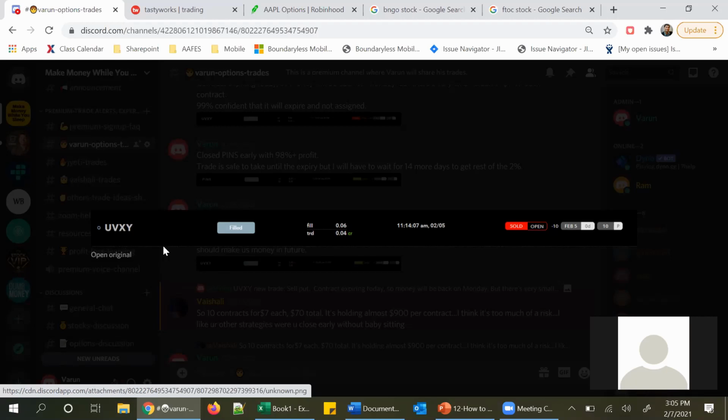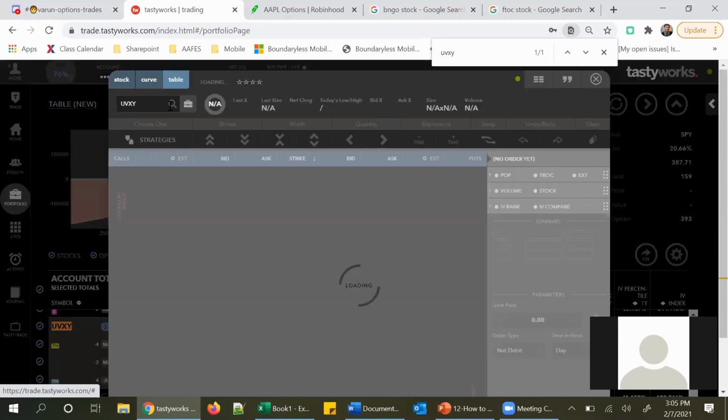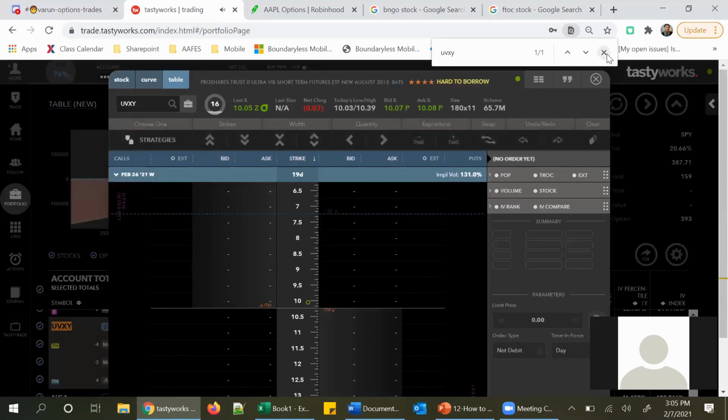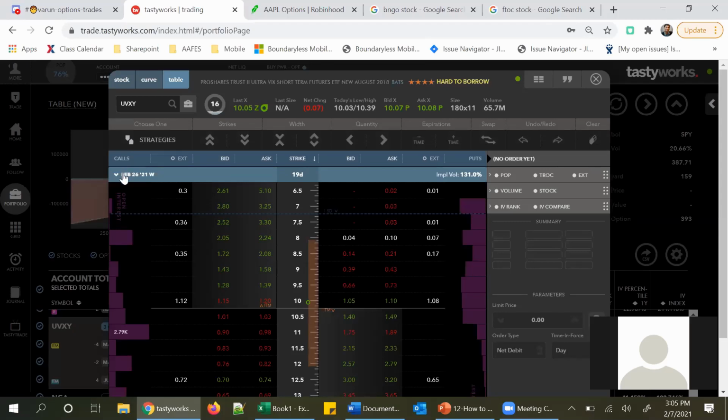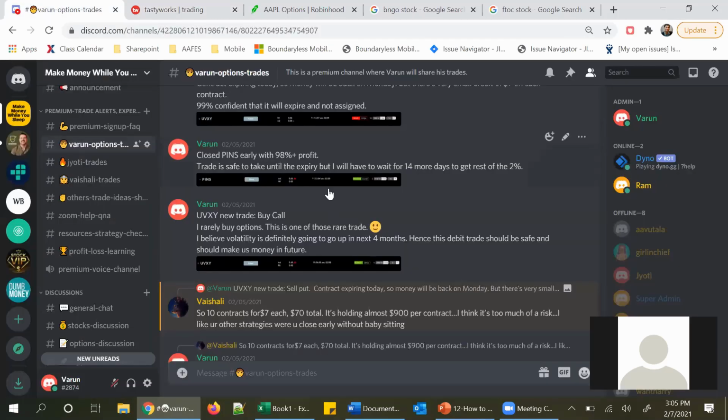This UVXY has a weekly expiry? It has got weekly expiry. Let me see if it has got daily expiry or weekly expiry. UVXY, I think it has got weekly expiry. Yes, it has got weekly. So this was one good trade. Any other question on any other trade?